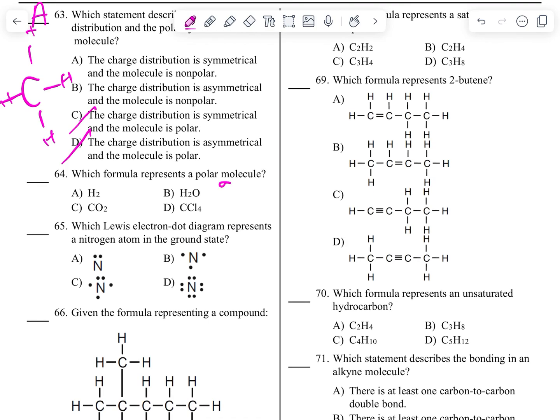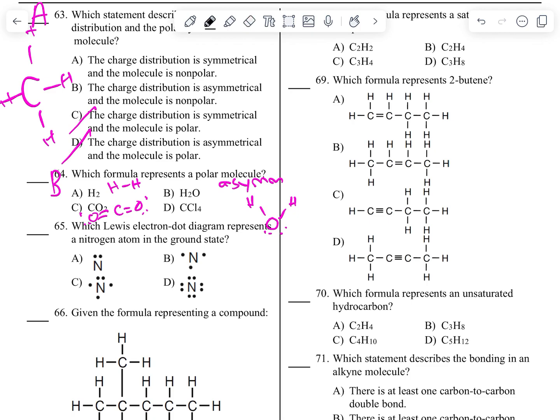Polar molecule, asymmetrical. H2 would look like this. CO2 looks like this. H2O looks like this. And CCl4 looks like that, just with Cl's where the H's are, which means B is our answer.